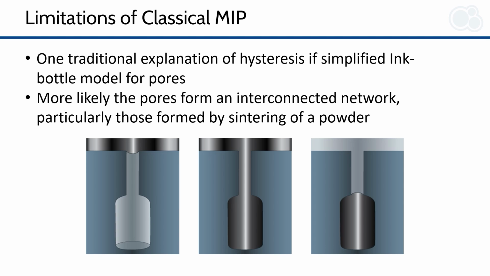Now, as we have just seen, sometimes all the intruded mercury does not come out during extrusion, particularly when the cavities are greater than about 3 to 5 times the size of the pore window or throat. Now, the ink bottle model is probably an exaggeration of the true pore structure, which could be, in fact, a set of interconnected pore cavities connected to one another through several pore throats.